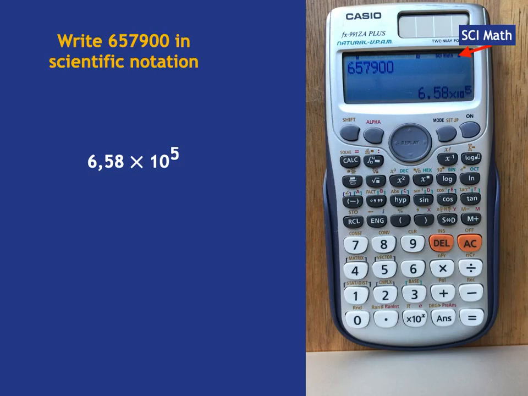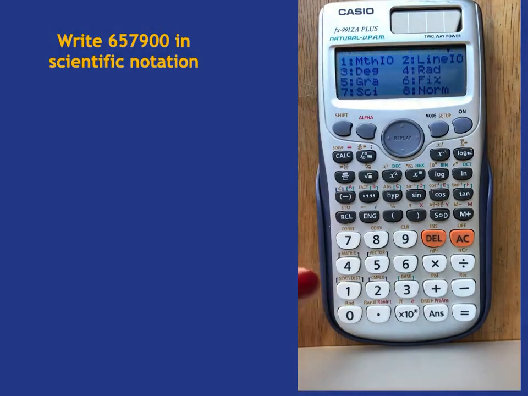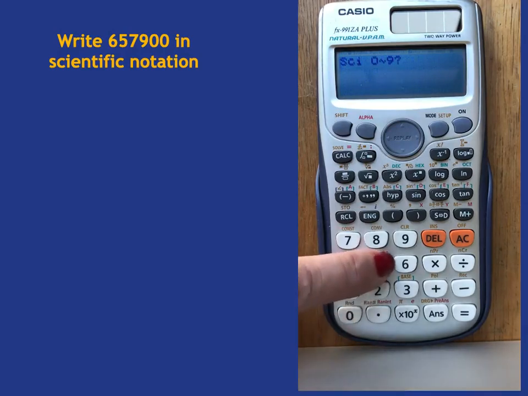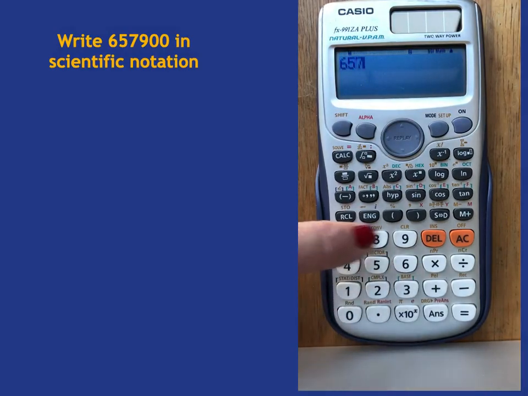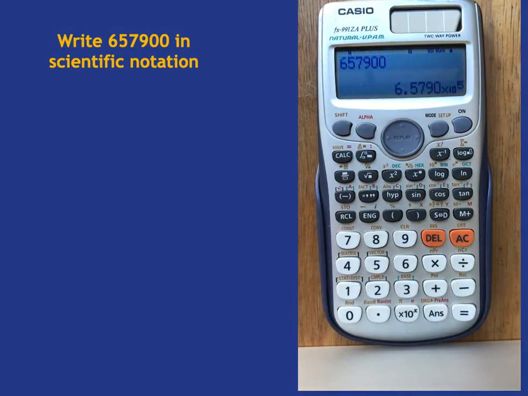So if I'm not happy with it doing that rounding and I actually want more of the digits, I can just go ahead and change that in that mode. Let me show you how. So I go through the same process. Shift, mode, 7, but this time I'm going to choose 5 because I want 5 digits in my answer. Now when I go through that process, I get 6,5790 times 10 to the 5.